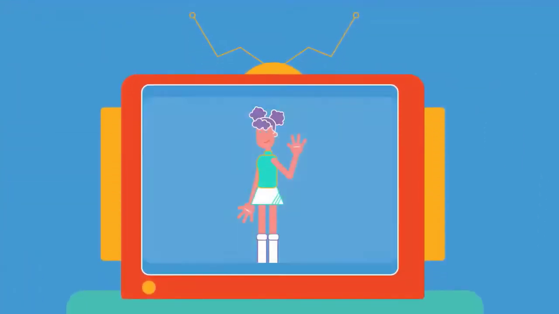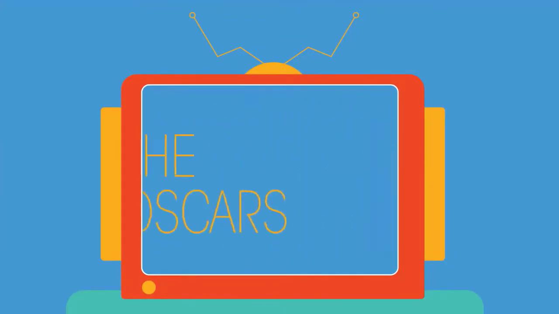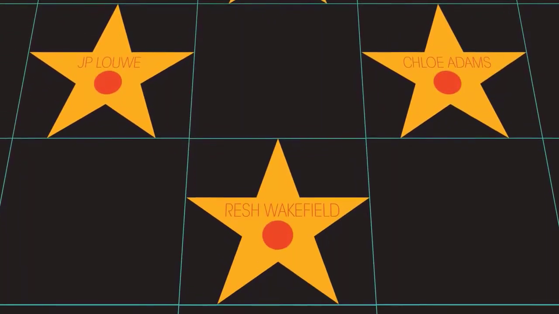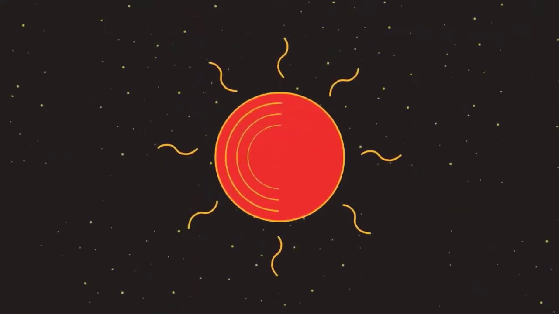So what happens during the life cycle of a star? Some B-movies? An Oscar? A star on the Hollywood Walk of Fame? No, that's a different kind of star. I mean stars found in space, like our Sun.